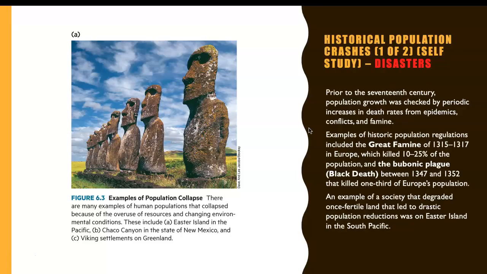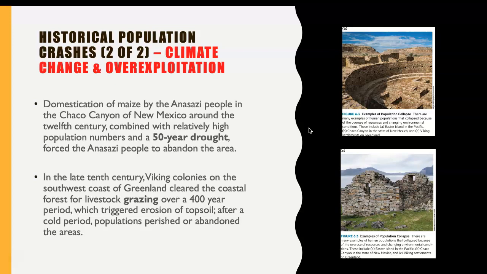And looking back in history, I'm not going into the details of every crashed population, but long story short, disasters like famine and plague can cause human population crash. And also climate change and overexploitation of the resources can lead to the crashing of human populations. The 50-year drought, imagine that. Even a couple of years is horrible enough.